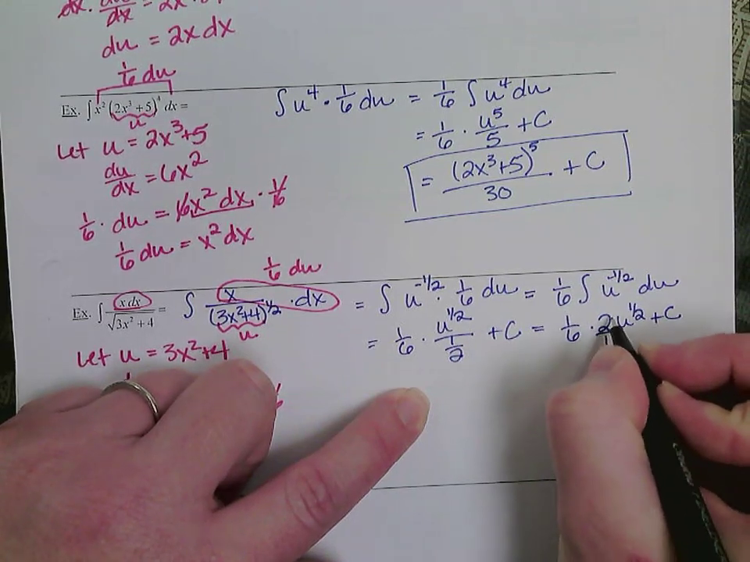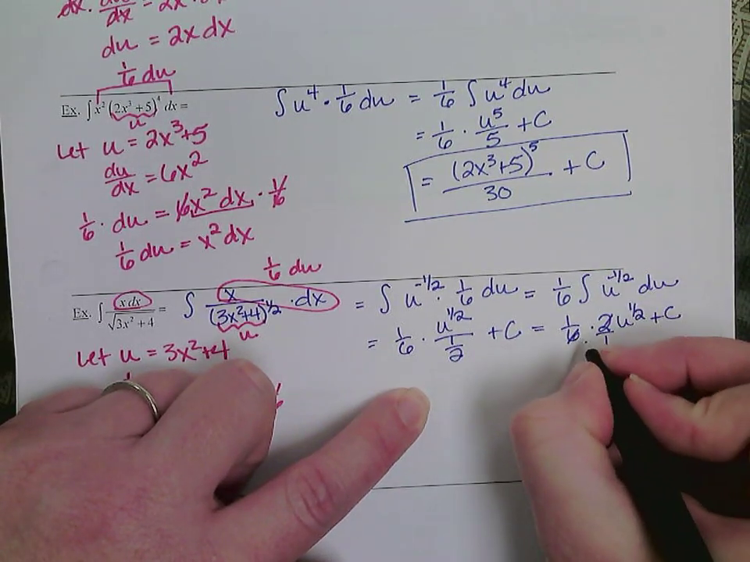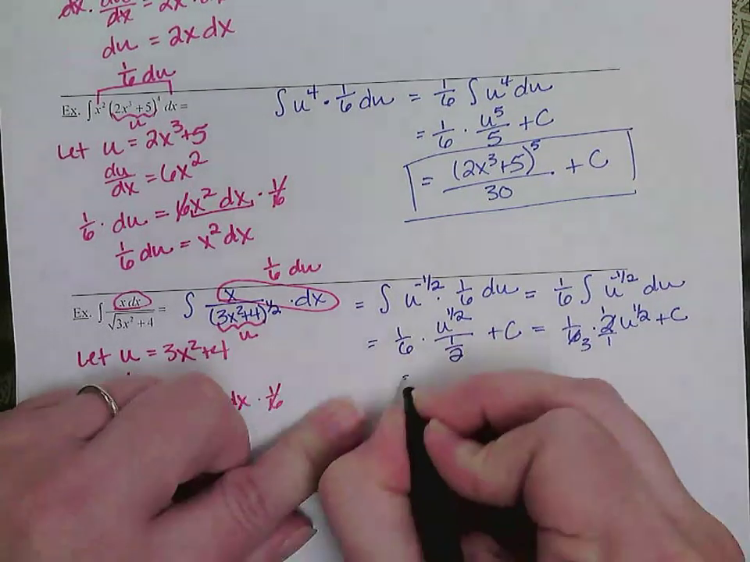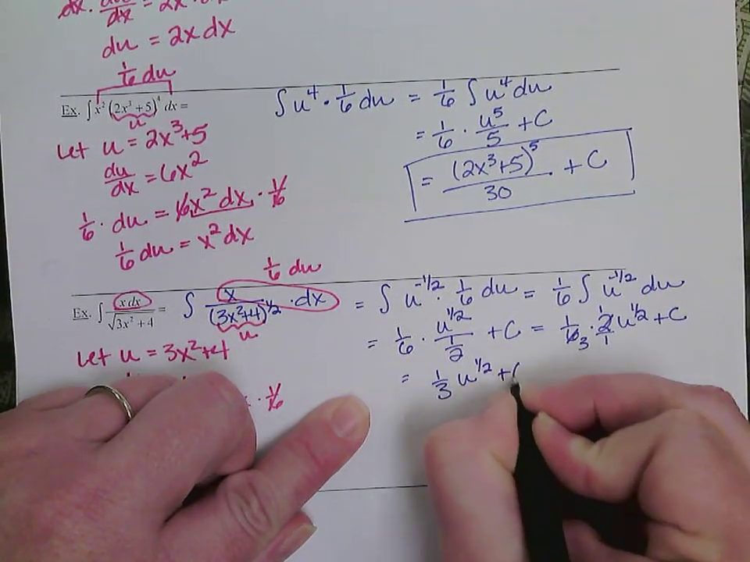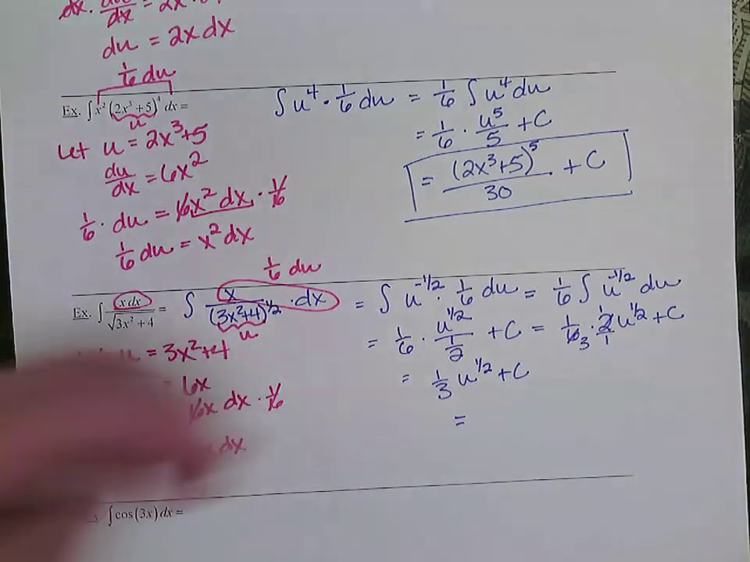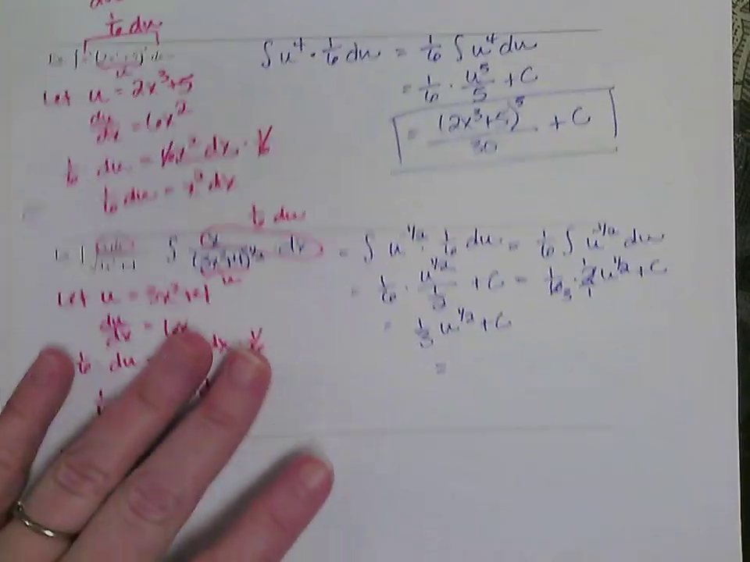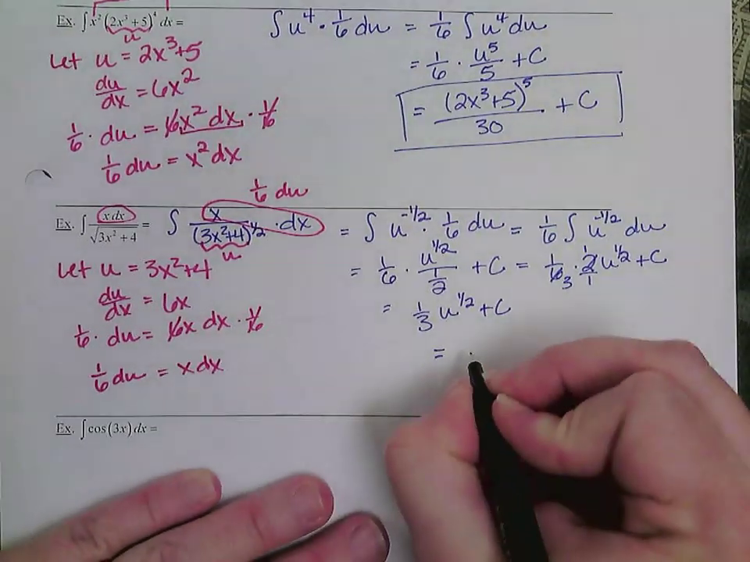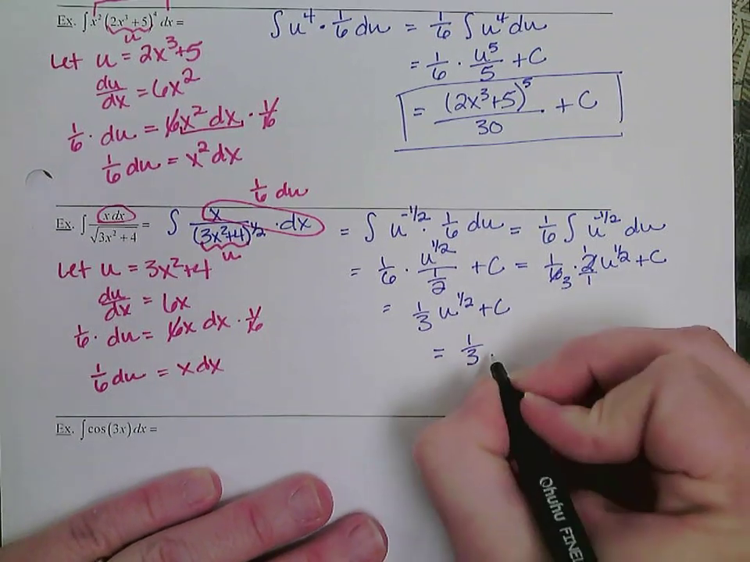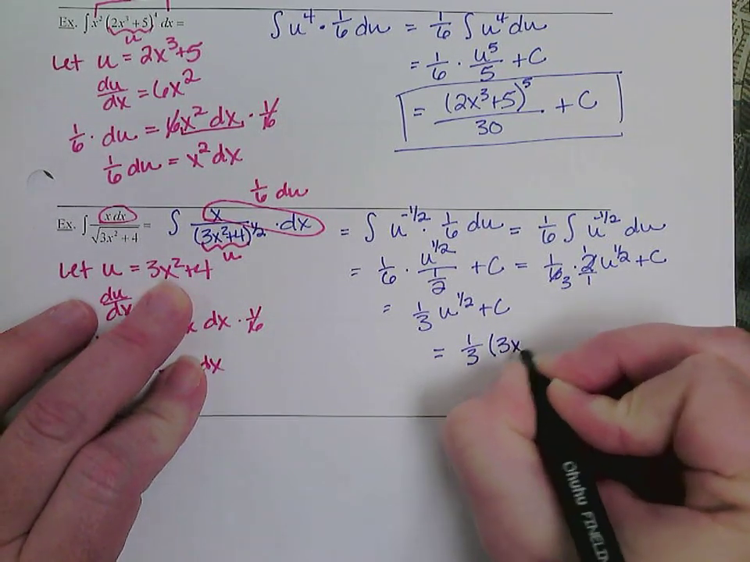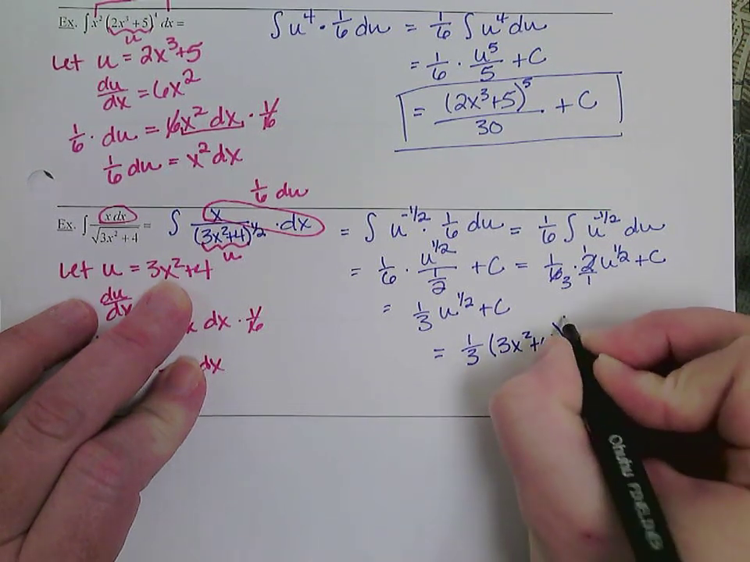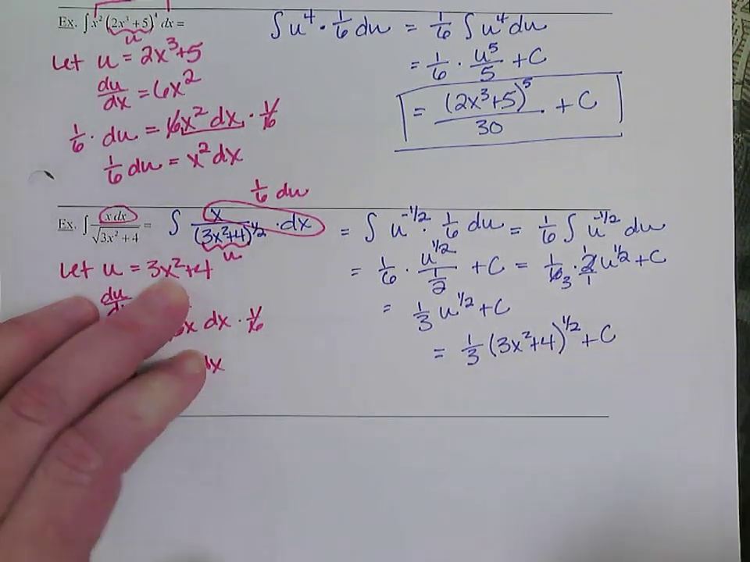Well, we can reduce the 6 and the 2 to a 3 and a 1. So we have 1/3 u to the 1/2 plus c. Then we change that back to our x. So we have 1/3 times x was 3x squared plus 4 to the 1/2 plus c.